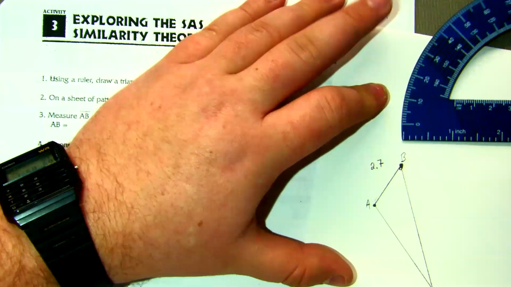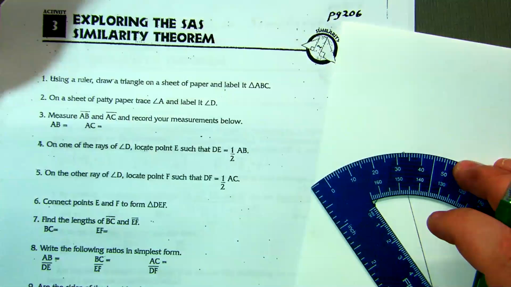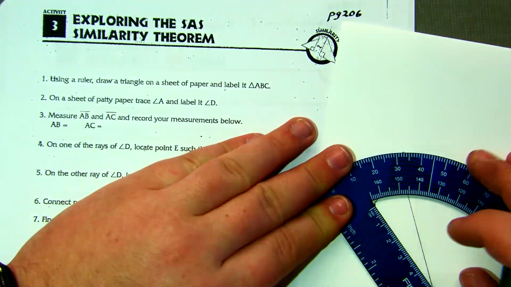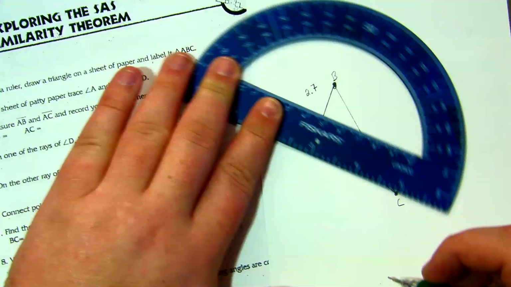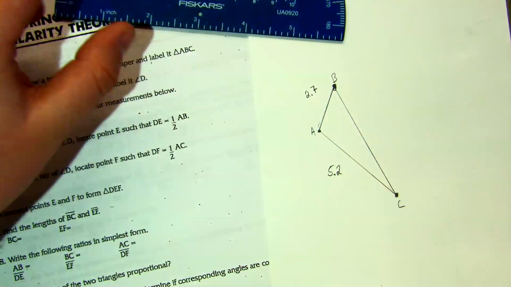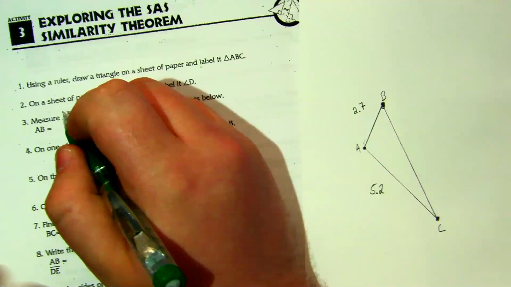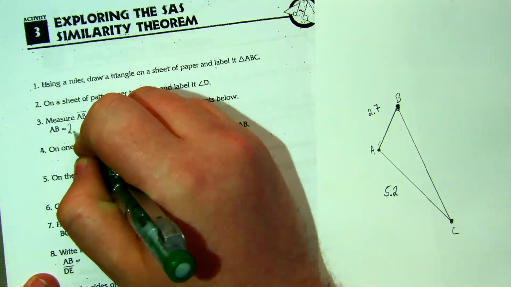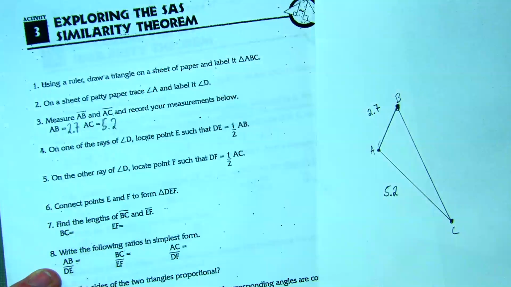And then we're going to repeat the process for line AC. We're going to say that one is about 5.2. We can record those on our sheet of paper, 2.7 and 5.2. Whatever your lengths may be, these are just what mine are.